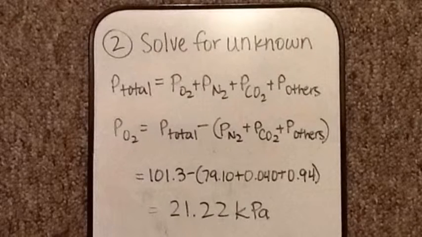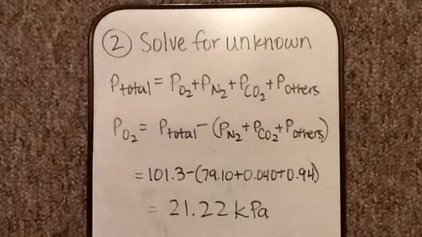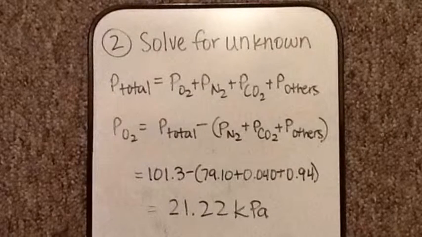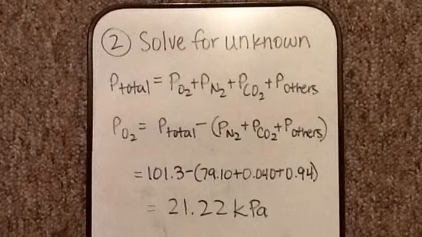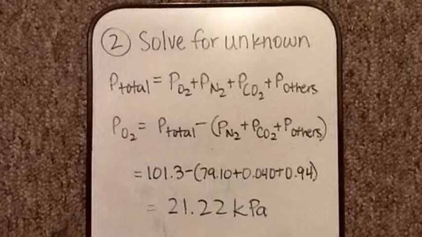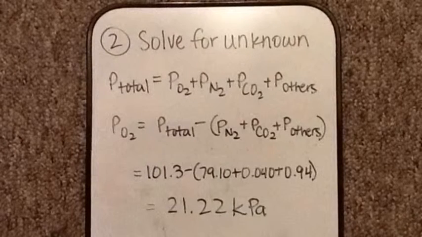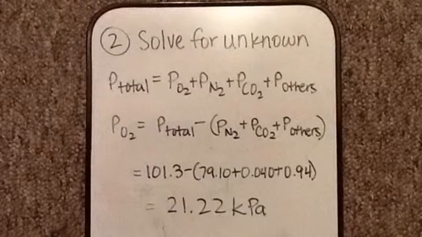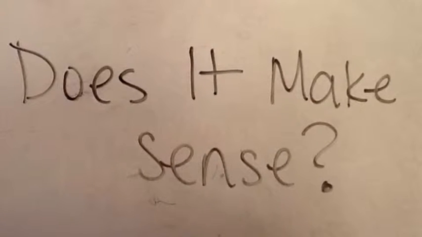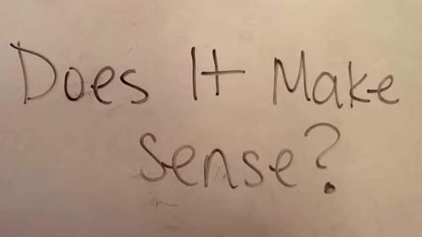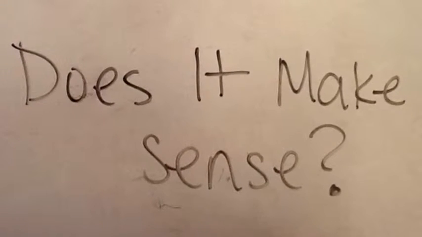The second step is to solve for the unknown. First, write the equation for Dalton's law of partial pressures, then isolate what you're trying to find, or the pressure of oxygen, and then fill in the numbers for each of the variables, and you come out with 21.22 kilopascals for the pressure of oxygen. And for the last step, you make sure that your answer makes sense within the problem. This is how you use Dalton's law of partial pressures to solve a problem.